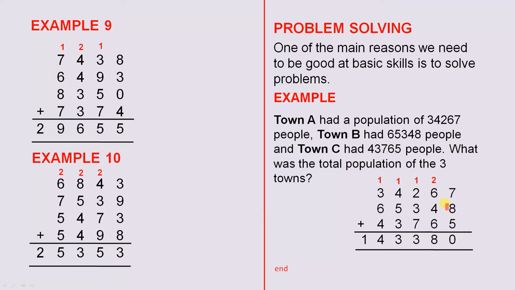143,380 people. Now, this is the ones column. This is the tens column. So that's 2 lots of 10, 1 lot of 100, 1 lot of 1,000, and 1 lot of 10,000. So that's how we interpret those numbers there.